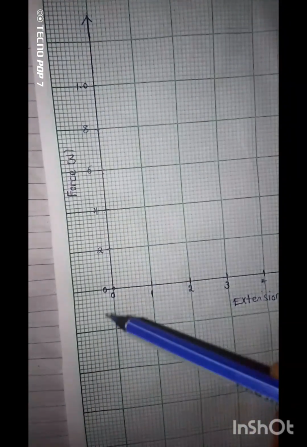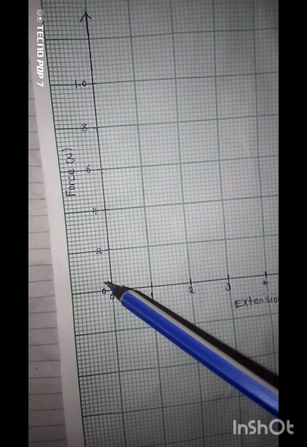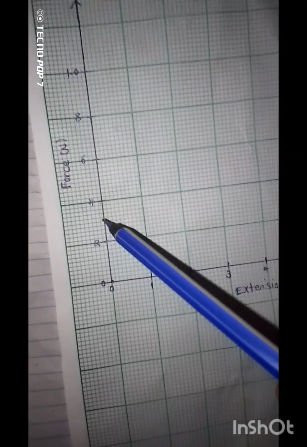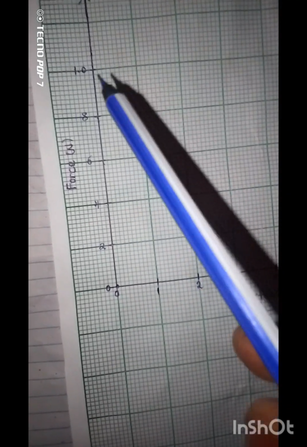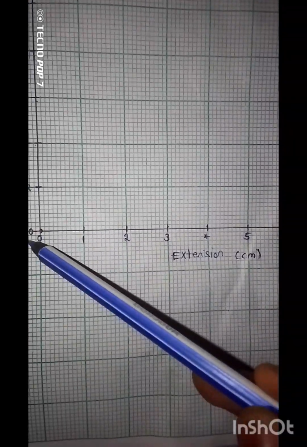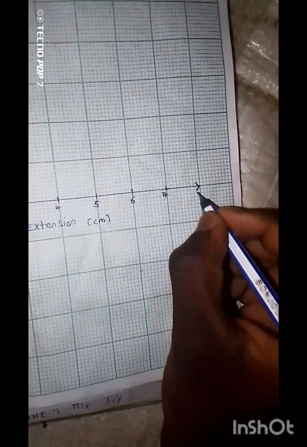You have seen the way I wrote here. For force I've written 0, 2, 4, 6, 8, 1. These numbers are already uniform. Even here, I just wrote up to the end. Then I have to label the axes. This is the x-axis, this is the y-axis.